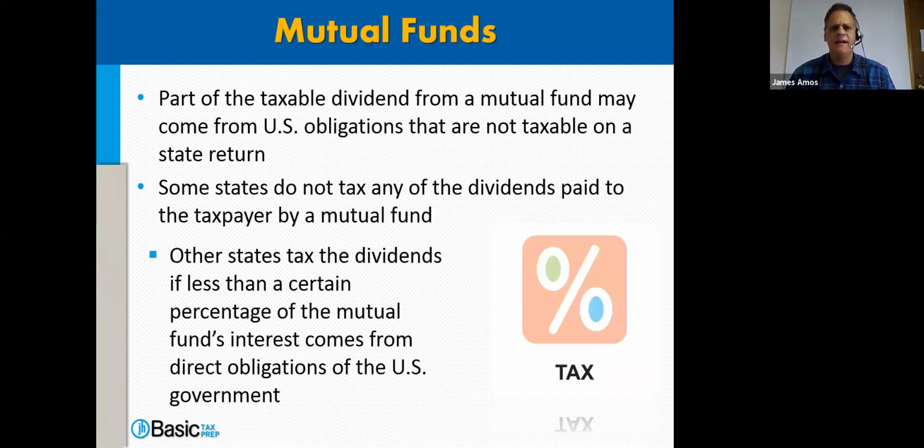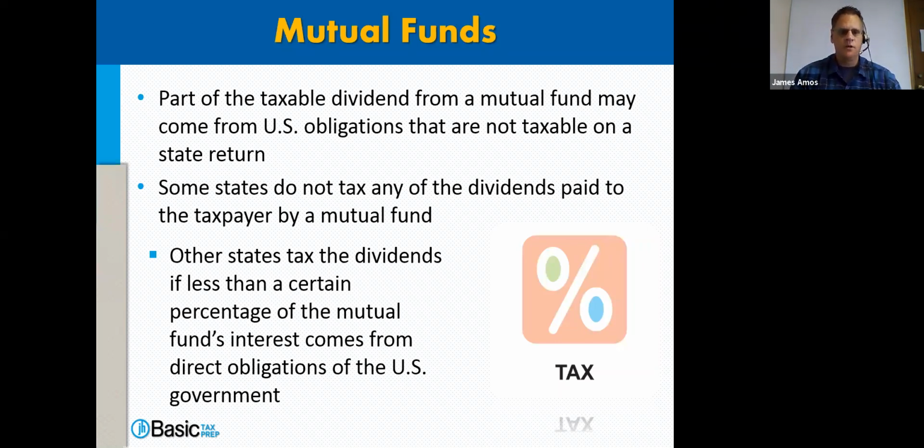Some states do not tax any dividends paid to the taxpayer by a mutual fund. And the reason they don't is some of them say, well, if a mutual fund is a pool of stuff from many different sources, how do you keep it all separate? You know, how do you know how much of it's from U.S. obligations and how much it's from something else that is taxable? That's hard to keep separate. So some states will not tax a mutual fund at all. Just to let you know, Oregon is not one of them. Oregon will tax a mutual fund.